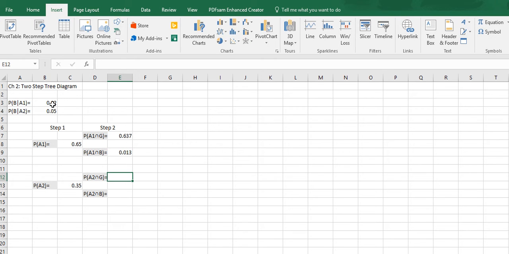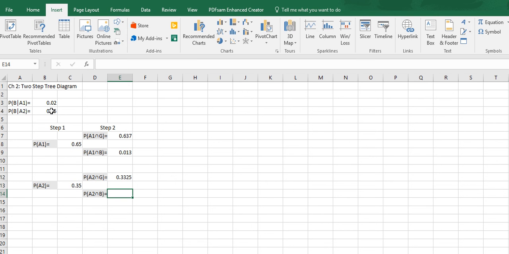Okay. Now we will continue with the same process for supplier A2. We want to know the probability of a part being good from A2, and again, this equals the probability of it being supplied by supplier A2 multiplied by 1 minus the probability of it being bad from A2.